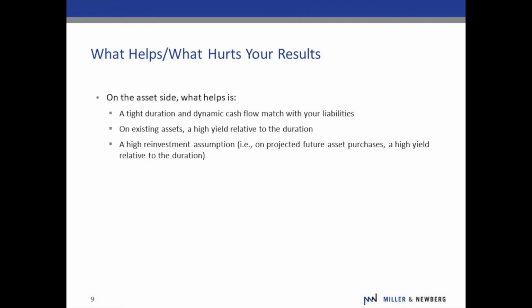We certainly saw with General American, that first bullet point, they did not have a tight match between the duration of their assets versus the duration of their liabilities. Their liabilities had the ability to leave on 7 days notice. Their assets were much longer term than that.